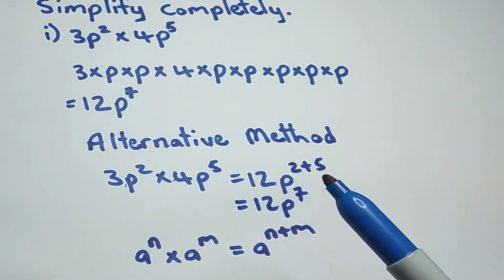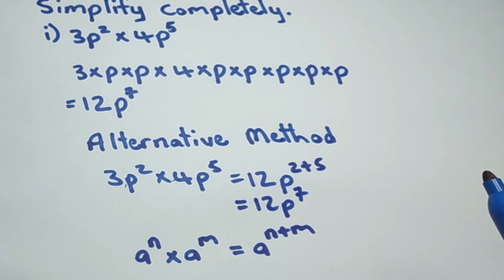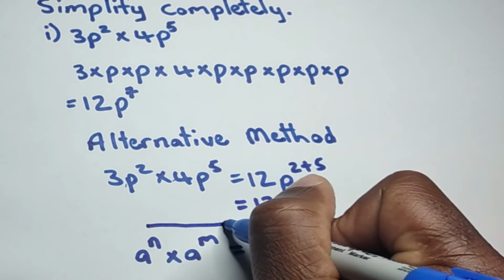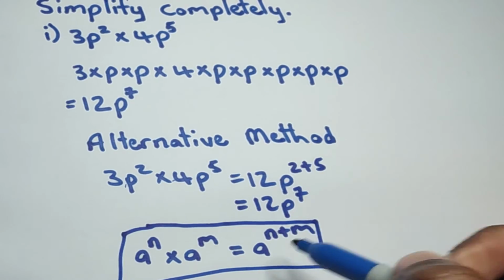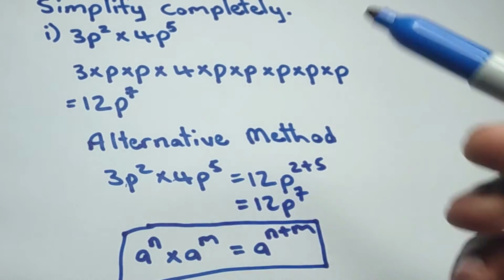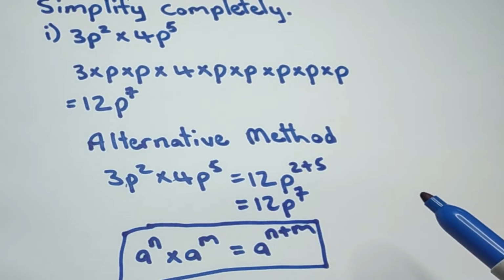So either way you want to do it, you'll get the same answer, alright? So this is some indices here for you. If you're not interested in this, then you can do it like this. All right, so the good thing about maths, there is more than one way to solve a problem.